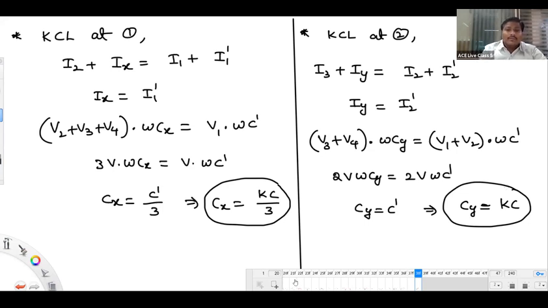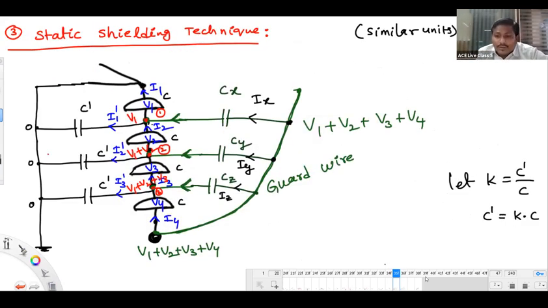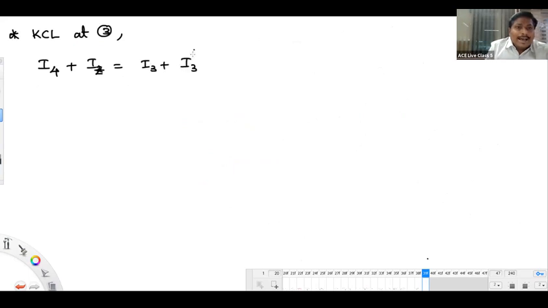Okay. Next, let's continue. Cy we have done. Next, let us take KCL at this third node, node number 3. I4 is injection. Iz is also injection. We have I3 plus I3 dash now. I3 and I4 cancel out and you will get Iz equals I3 dash.